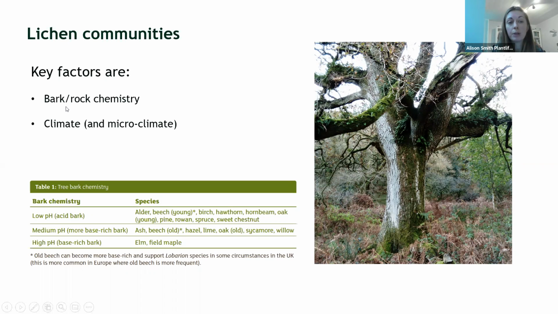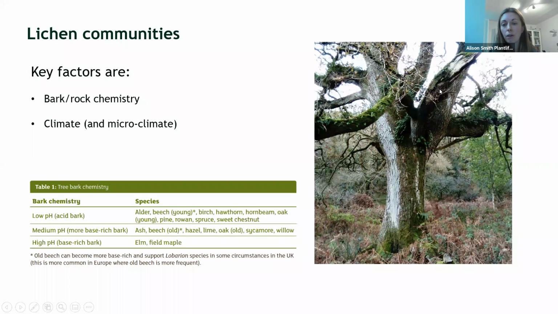Other factors that influence a lichen community are the climate. So we have certain lichen communities that like to grow in the temperate rainforest, but then within the temperate rainforest, we have a whole range of microclimates. Within a woodland, particularly with different topography, you'll have more sheltered areas, you'll have more humid areas down in the river valleys. So you'll see different lichen communities, and even on a single tree, you'll find different communities as well.